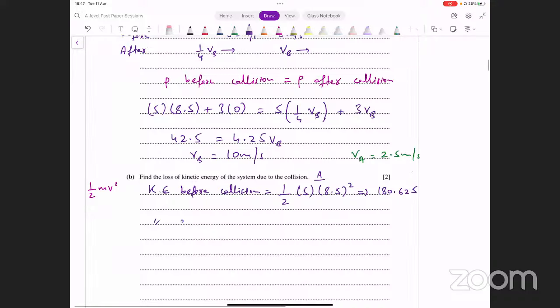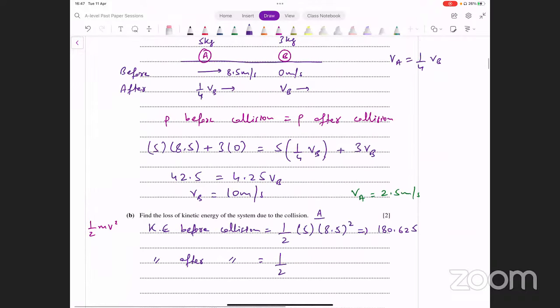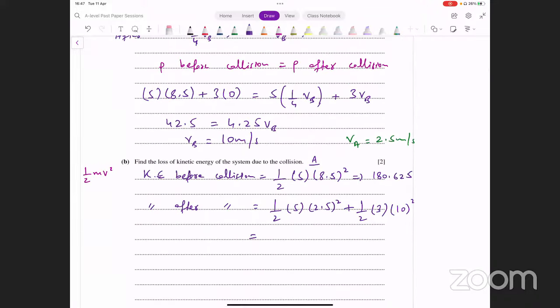Similarly, you can find the kinetic energy after collision. After collision, both A and B are moving. A's mass is 5, and A is moving at a speed of 2.5. So you have half into 5 into 2.5 squared plus half into 3. That's the mass of B into speed of B, which is 10 squared. Evaluate this and see what you get. 2.5 into 2.5 squared. This is giving me, so plus, in fact, 1.5 into 100. This turns out to be 165.625.